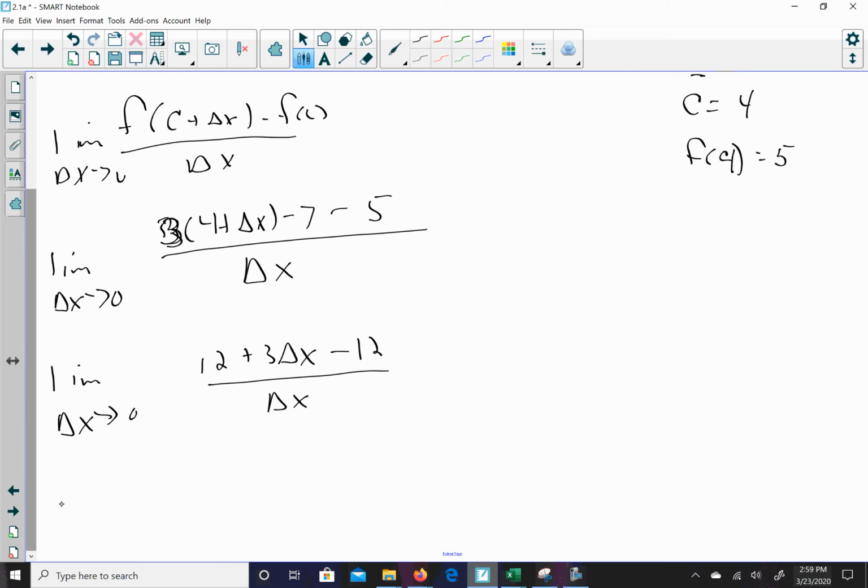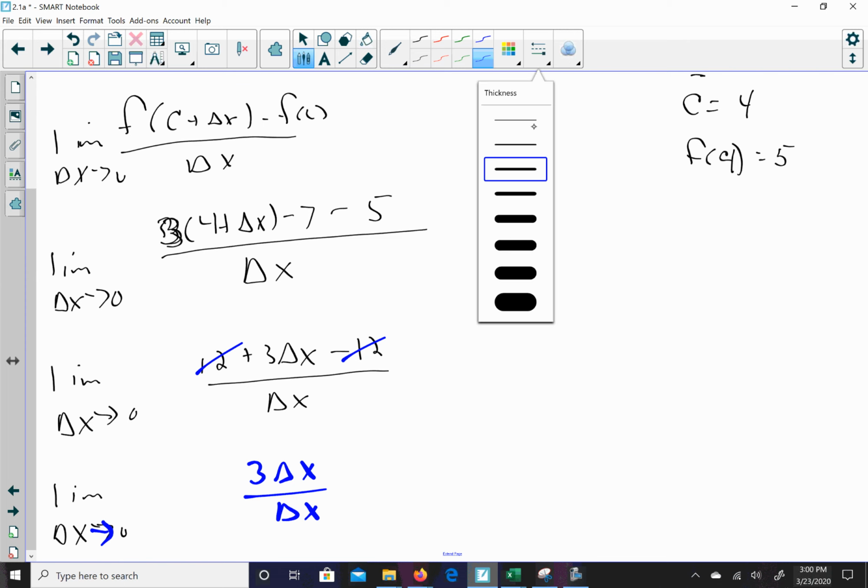Combining my like terms on the numerator, I have a positive 12 plus a negative 12, so those two will just cancel. And so I'm left with 3 delta x over delta x. I'm still taking the limit as delta x approaches 0. I can't substitute that 0 in right now because I'd have division by 0, and you can't do that.